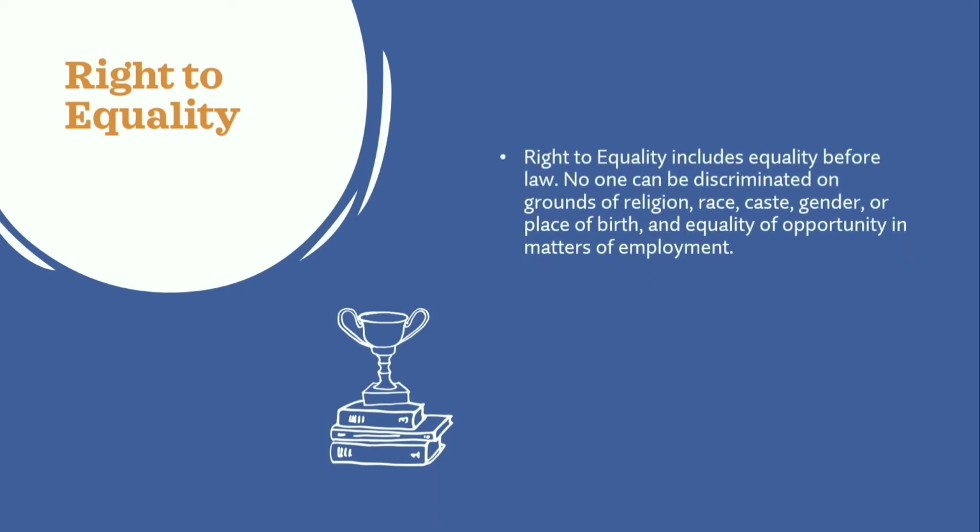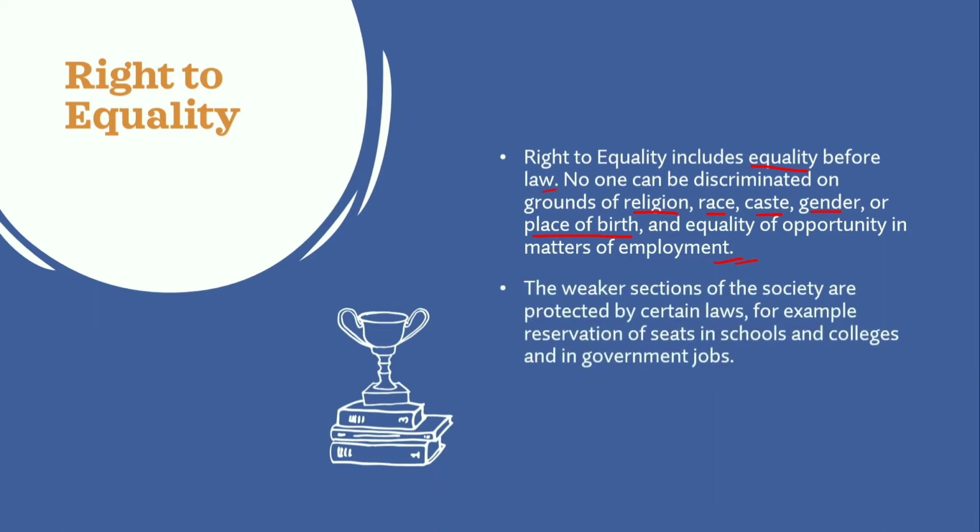Right to equality includes equality before law. No one can be discriminated against on grounds of religion, race, caste, gender, or place of birth, and equality of opportunity in matters of employment. The weaker sections of the society are protected by certain laws. For example, reservation of seats in schools and colleges and in government jobs. The practice of untouchability has been made punishable by law.